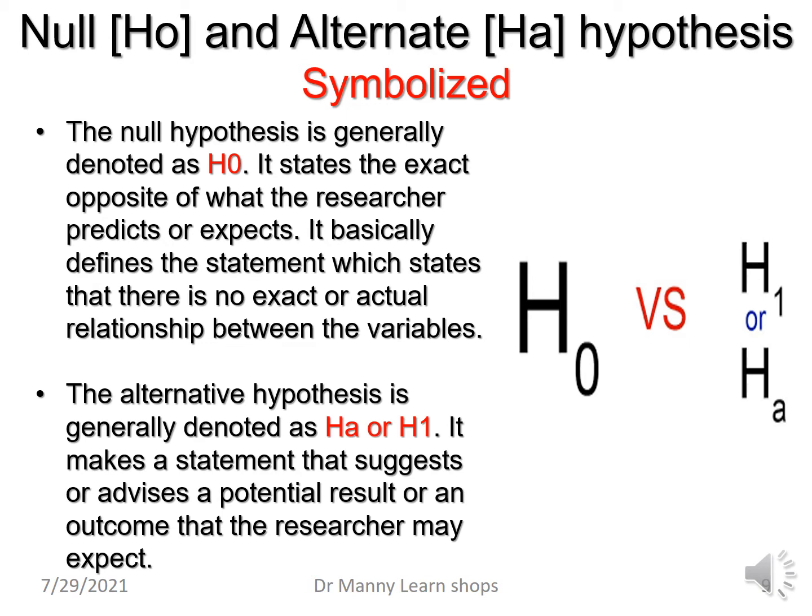Both the null hypothesis and the alternative hypothesis have symbolizations. The null hypothesis is generally denoted by H0, and it states the exact opposite of what the researcher predicts or expects to find in the research. It basically defines the statement which states there is no actual relationship between the variables. The alternative hypothesis, which is denoted by either H1 or HA, makes the statement that suggests the potential result or outcome that the researcher wants to find or may expect.